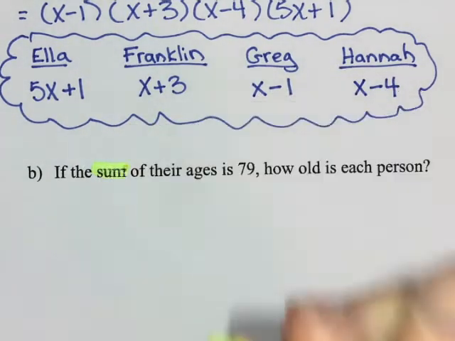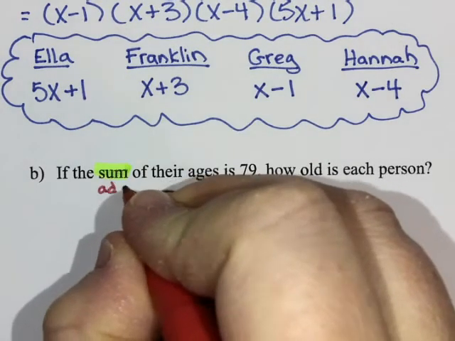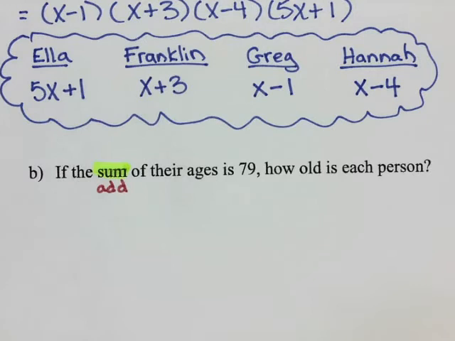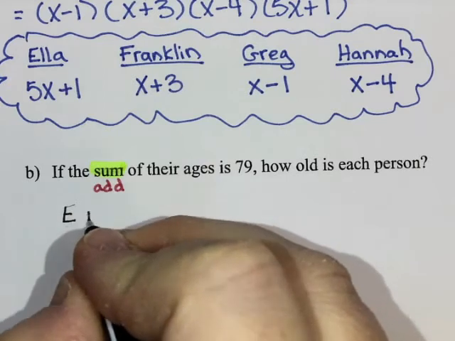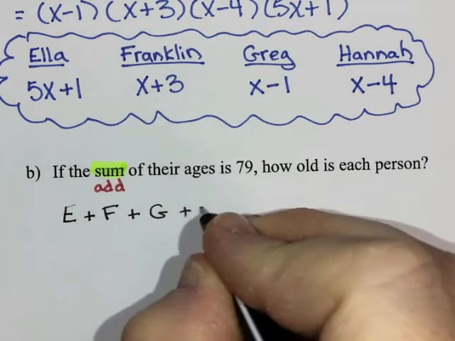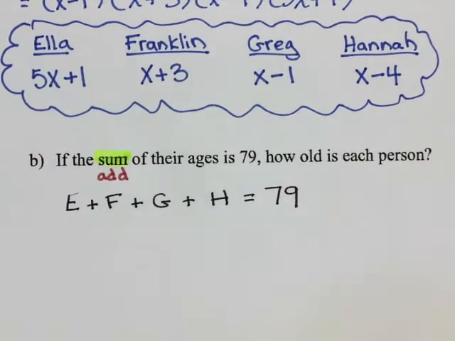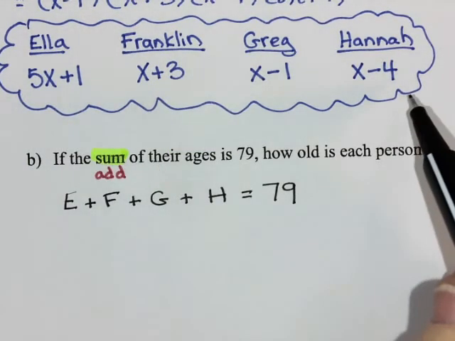So sum means add. So if you were to add together all of their ages, you would get the answer 79. So I want to know how old each person is. So what that means is if I took Ella's age and I added Franklin's age and I added Greg's age and I added Hannah's age, that should give me a grand total of 79. Now from part A, we have expressions for each person's age.